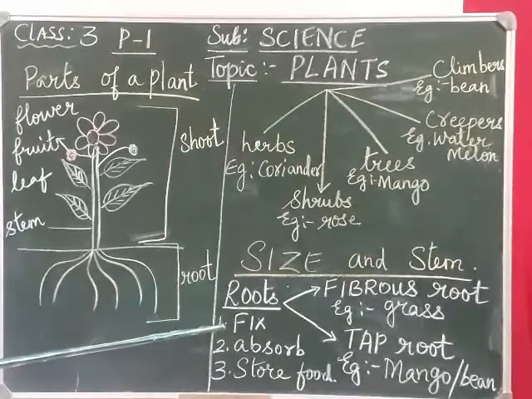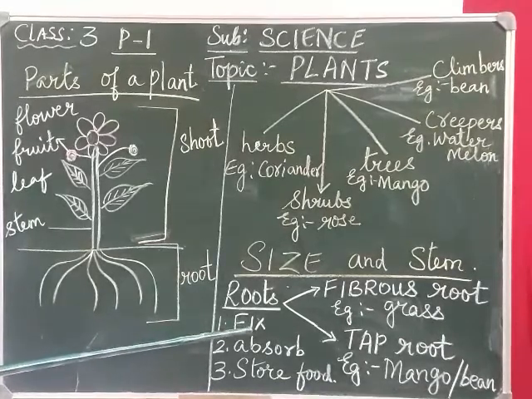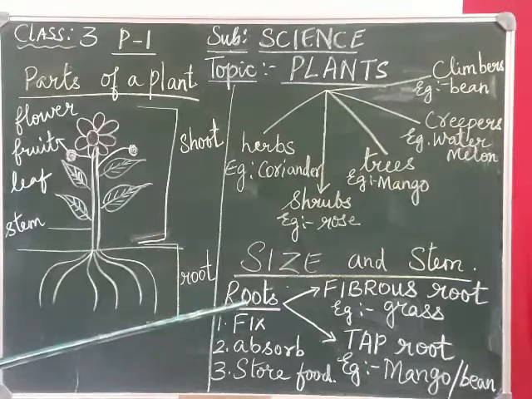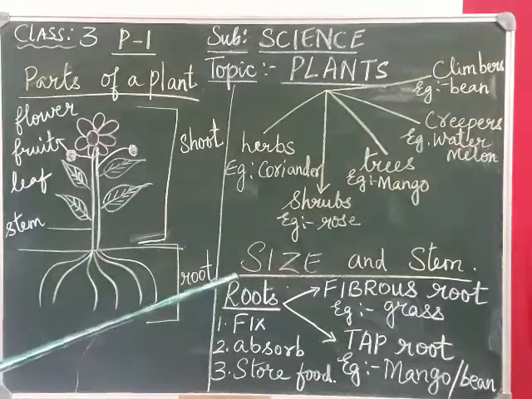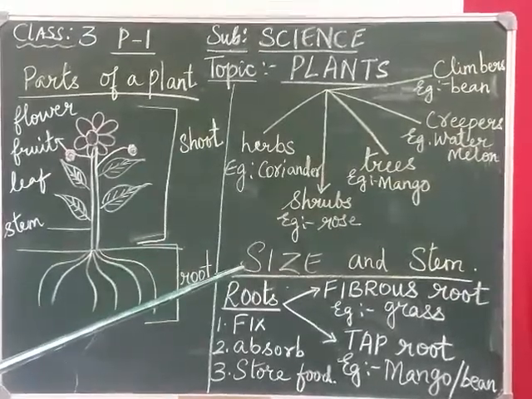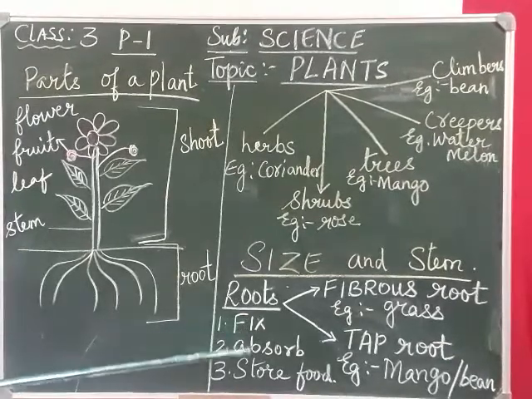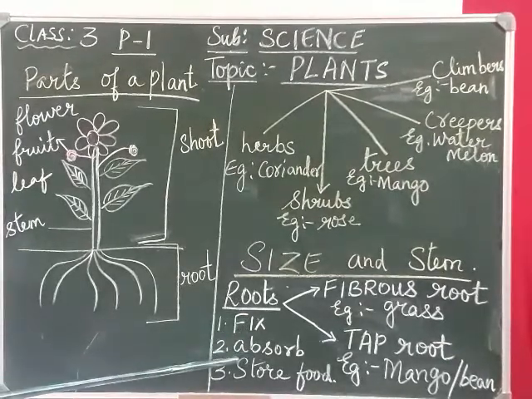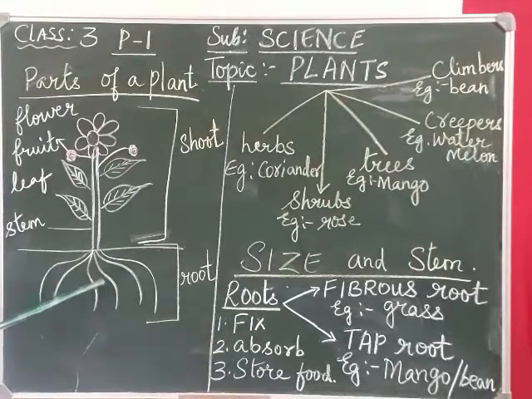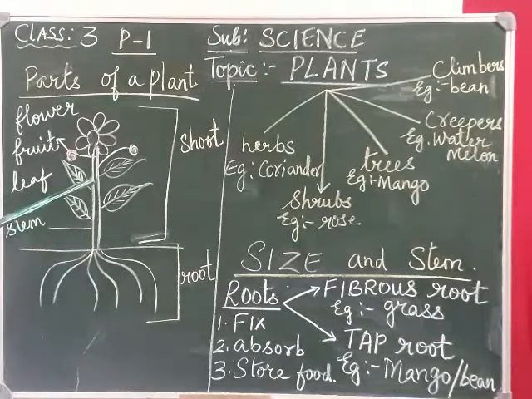The main function of the root is, first one, they fix the plant to the soil. If this fixing is not done, then the plant cannot stand erect, it will fall. Second point is, the roots absorb water and minerals from the soil, and the roots are the ones which carry the nutrients to the stem.